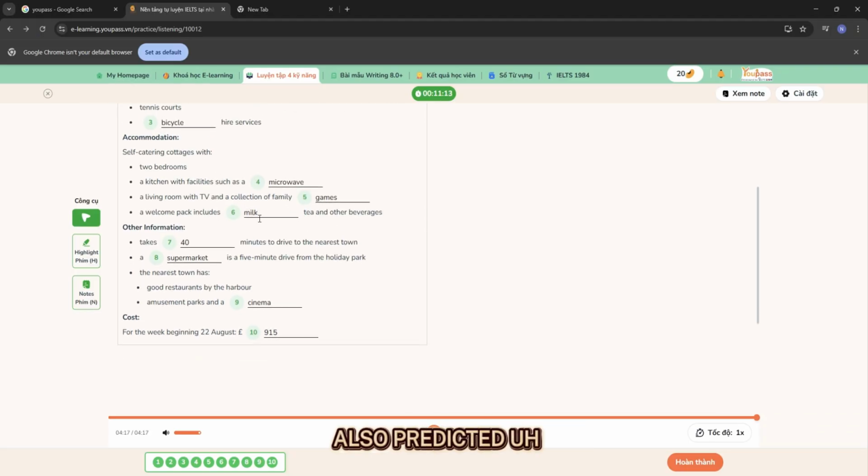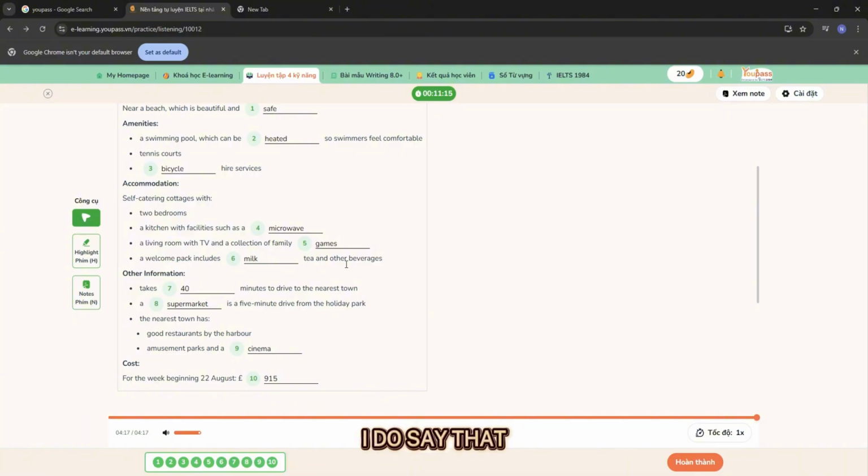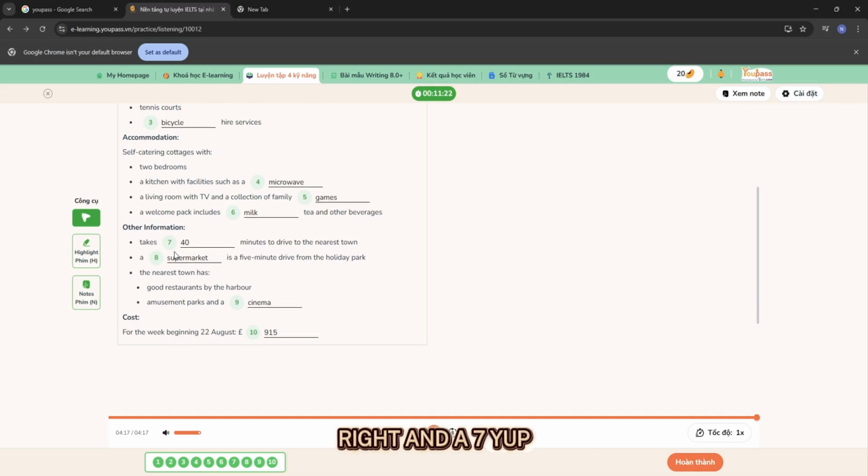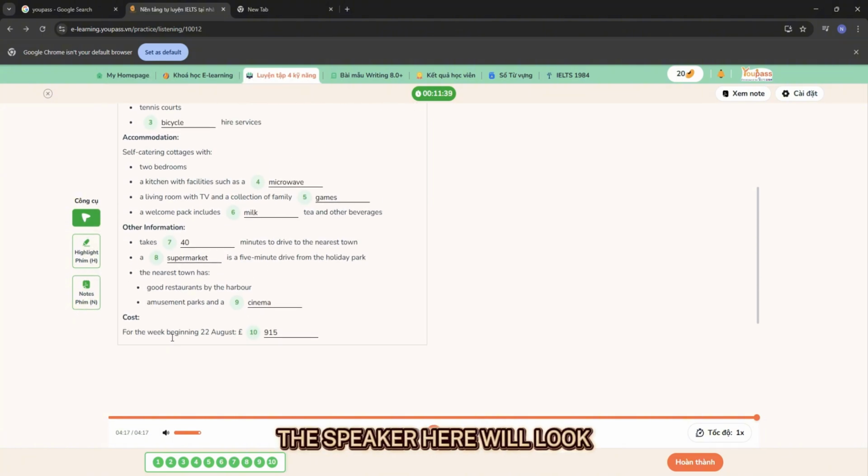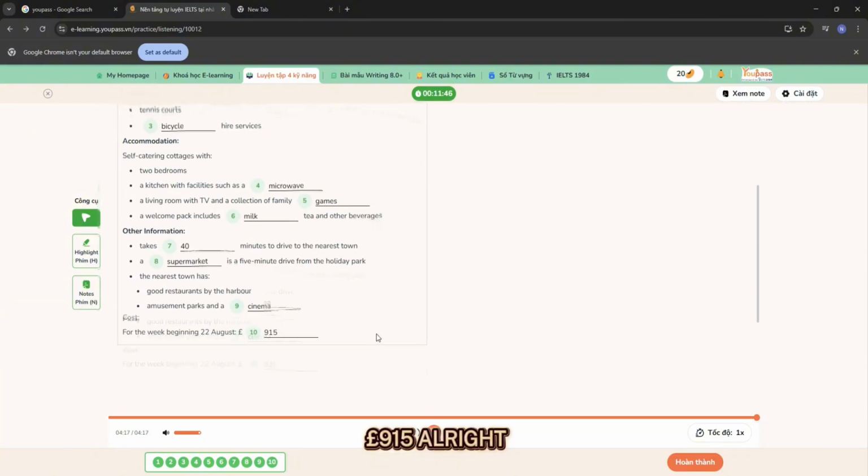And number six is also predicted. I did say that it will be another type of beverage, and it was indeed milk, right? And seven, yep, a number to represent the minutes. And over here too, 915 pounds should be the correct answer. They try to trick us with the first one, but the speaker here will most likely go on the week beginning 22nd of August, so that will be 915 pounds.